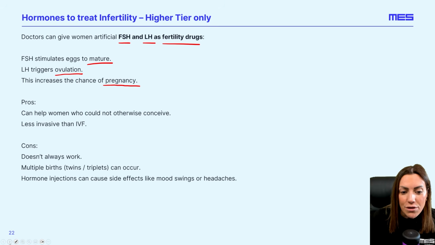And it does increase the chance of multiple pregnancies or multiple births. So it's more likely the woman would have twins or triplets if she did become pregnant. That is more dangerous for both the mother and the baby. The baby might be born with low birth weight, born prematurely. The labour is going to be more complicated. So it does increase the risks. And having injections of these hormones, FSH and LH, can cause side effects like mood swings, headaches, nausea, and it can cause emotional stress, right? If this does not work, it can be emotionally very stressful.